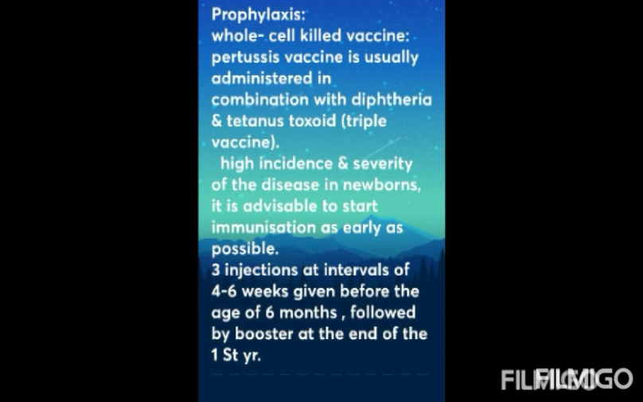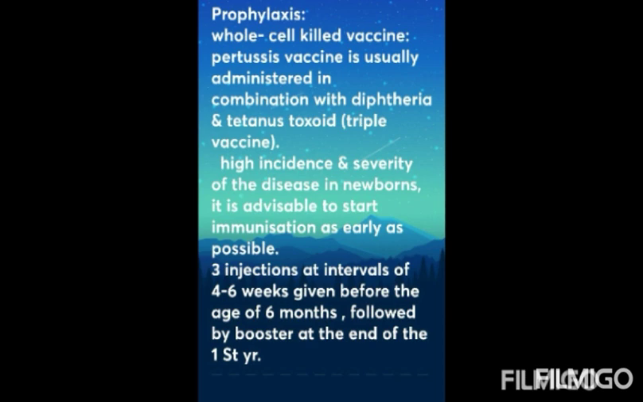Next, moving on to prophylaxis. First is the whole cell killed vaccine, that is pertussis vaccine, usually administered in combination with diphtheria and tetanus toxoid. It is called the triple vaccine, that is DPT. D is diphtheria, P is pertussis and T is tetanus toxoid. Because of the high incidence and severity of the disease in newborns, it is advisable to start immunization as early as possible, since it most commonly affects newborns before 1 year.